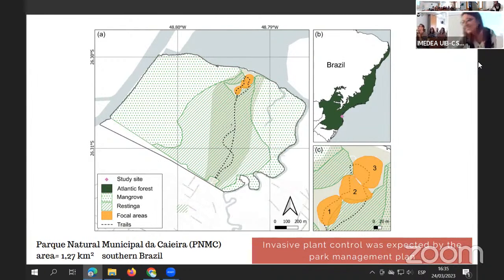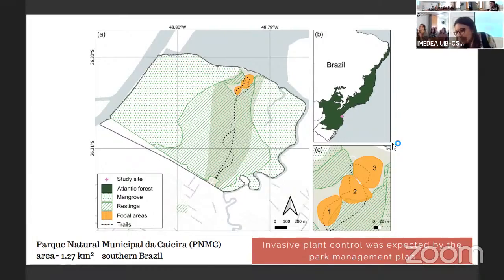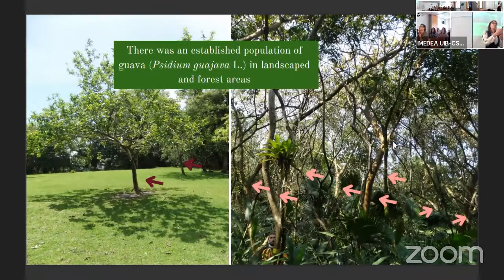What's happening? One of the plants is Psidium guajava, probably known to you as guava trees. Okay, so in this protected area, there was an established population of guava, this tree, in landscape and forest areas.